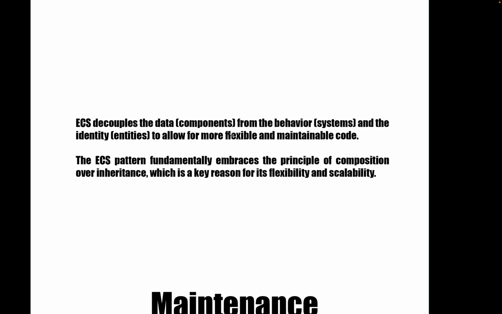Now let's talk about a few core concepts before we move on to the maintenance of this code. Now an entity is a unique object identifier that represents an object within a system. Now, it doesn't have any behavior and it doesn't have any data as well, but it acts as a reference for components. Now, a component is a container for the data. So it stores specific attributes, right?